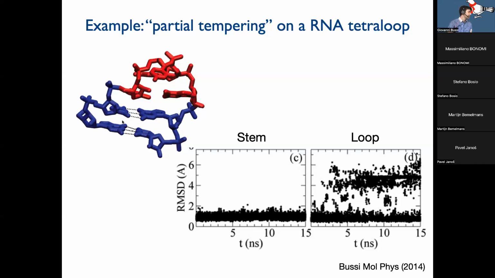Here, the simulation was done by restraining these hydrogen bonds and by heating only this portion. This is much more effective than running parallel tempering on the system, which would induce maybe full unfolding and so on.